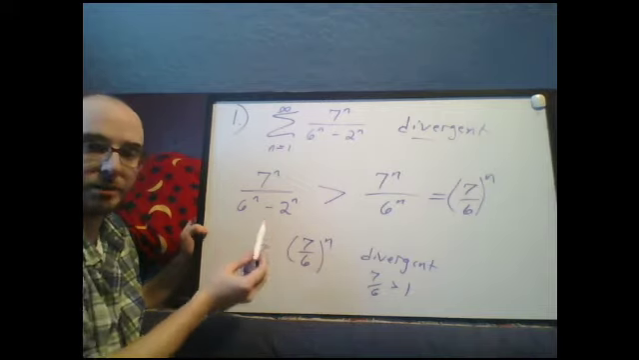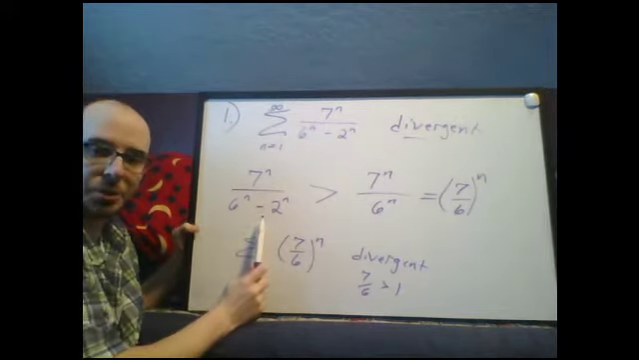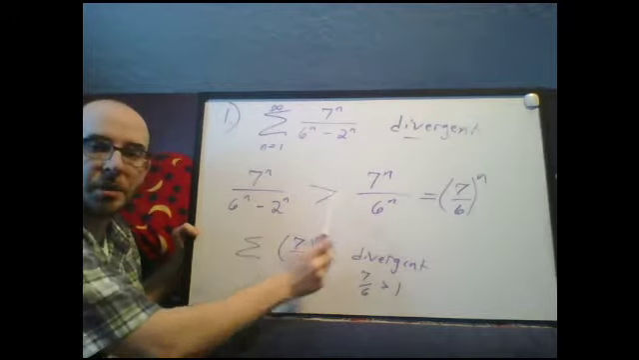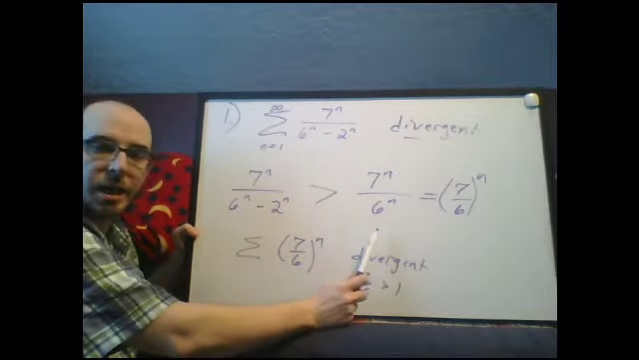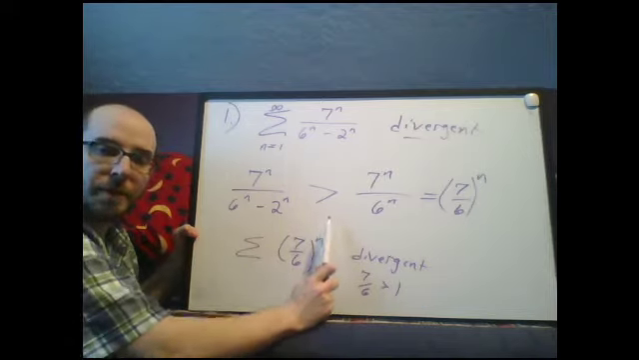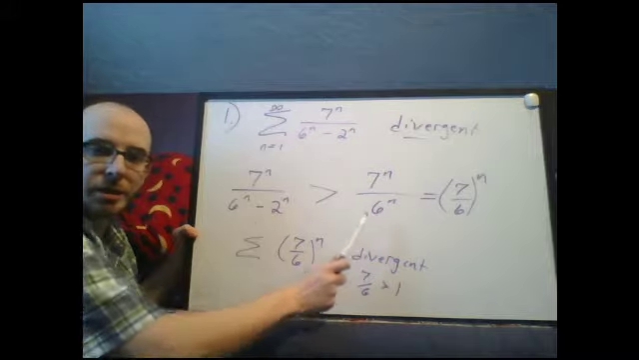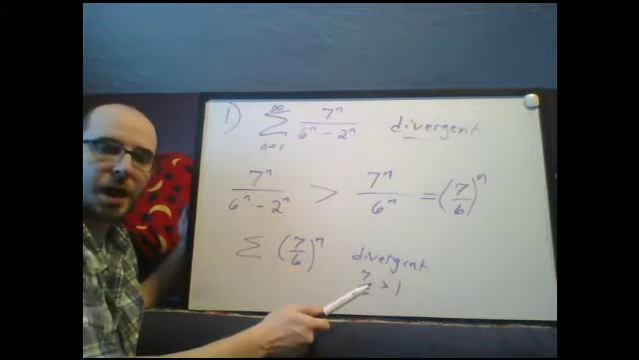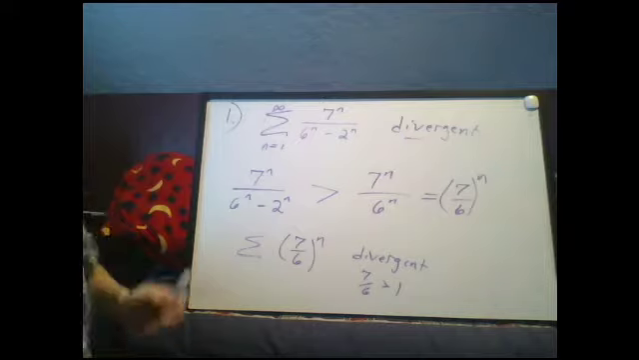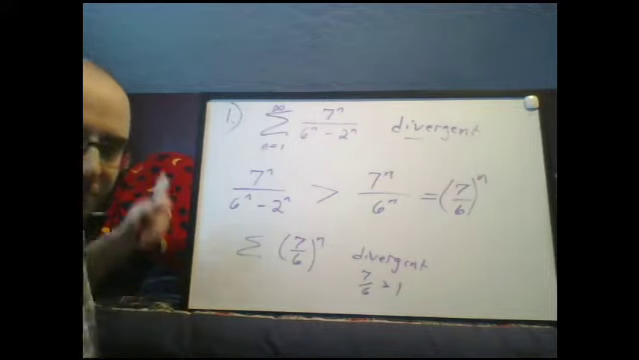Now, just for discussion purposes, if this was 6 to the n plus 2 to the n, I'd still try to compare it with 7 over 6 to the n. But then the comparison would flip. If I had a larger denominator here, this fraction would be smaller than this fraction. And smaller than divergent doesn't help you. So in that case, you'd have to use the limit comparison like we'll do on the next one.